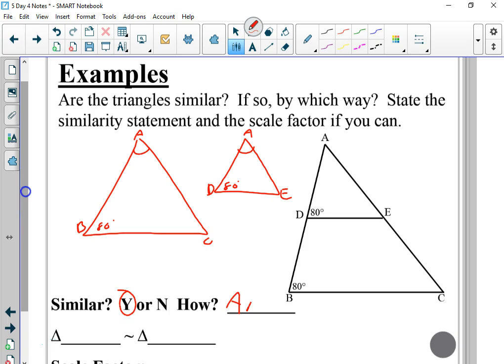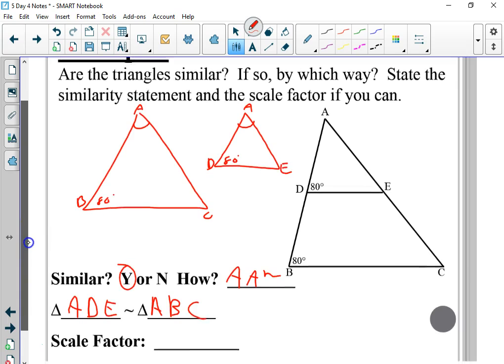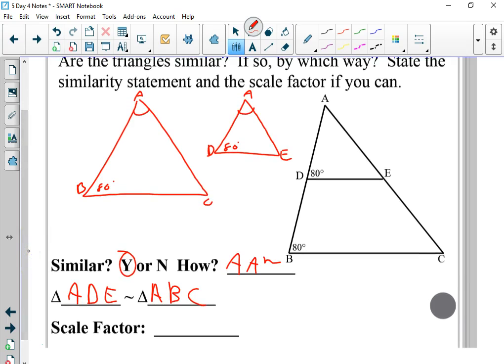and we have angle-angle similarity. Now let's be careful with our naming it. I'm going to start A on both of them. I'm going to go towards the 80. So that's D, and that's B, and then just finish it up. ADE, ABC. And without any numbers for the sides, we cannot do anything with the scale factor.